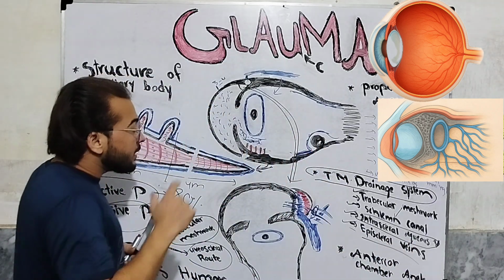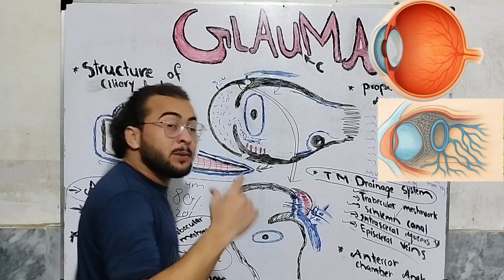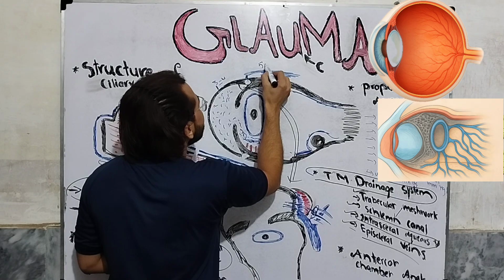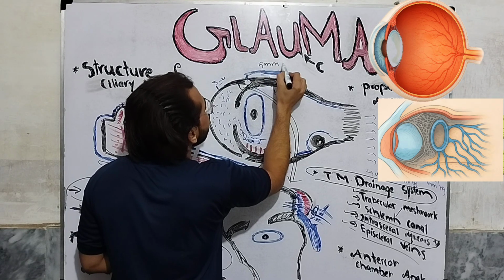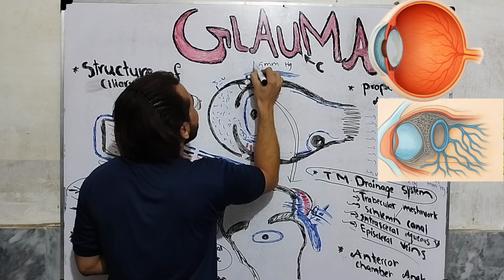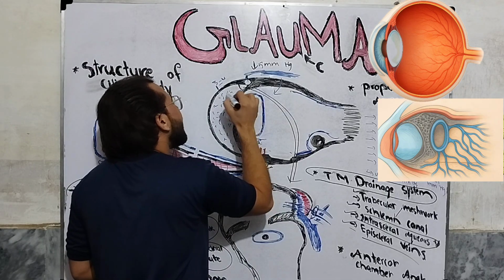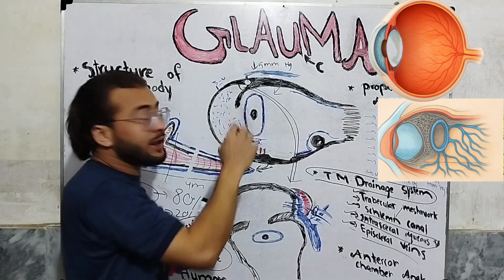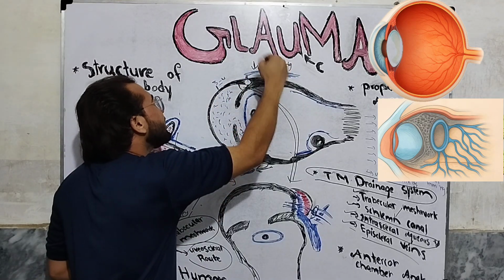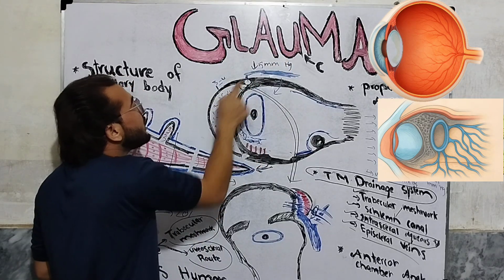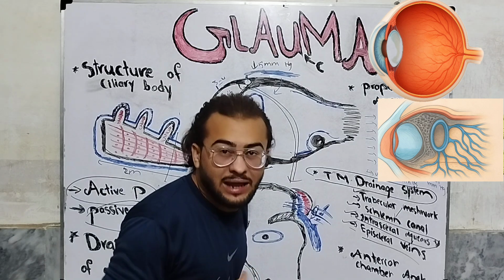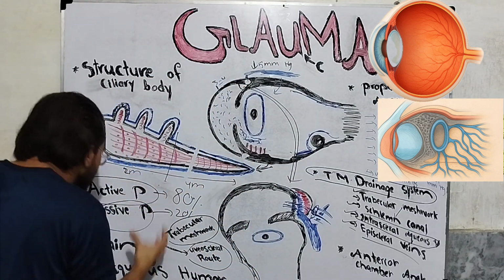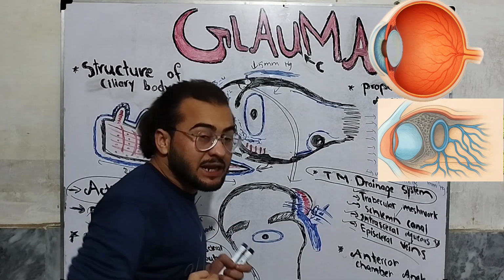Okay, remember one more thing, that the pressure in these episcleral veins is about 5 millimeter of mercury less than this intraocular pressure. Why? This is important, because when the pressure is less in the episcleral vein, the fluid will easily drain into these episcleral veins. Okay, so this was about the production of the fluid and the drainage of the fluid.